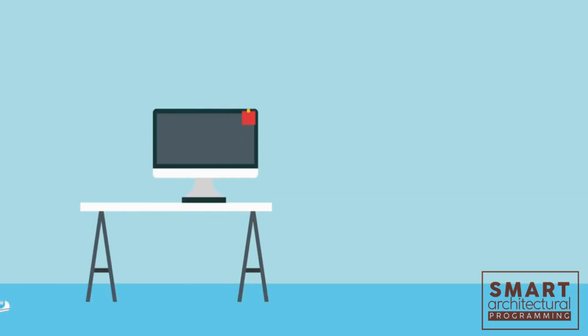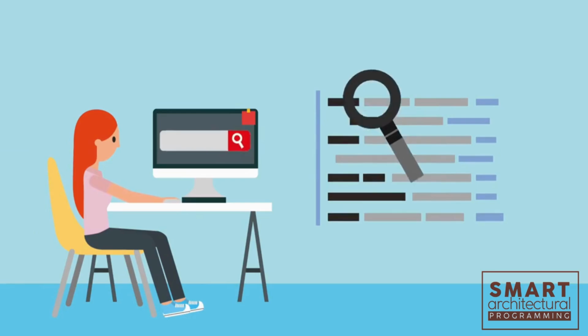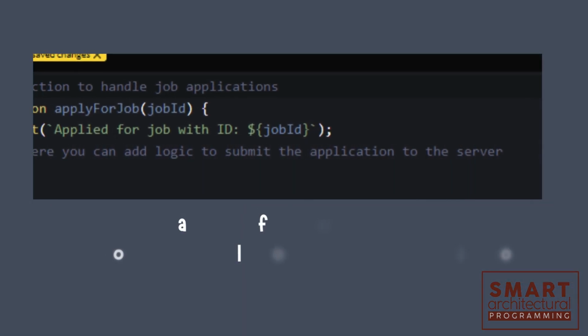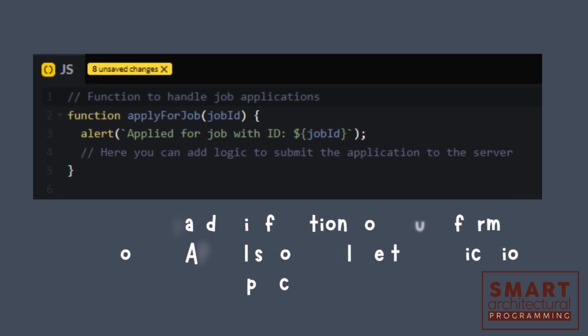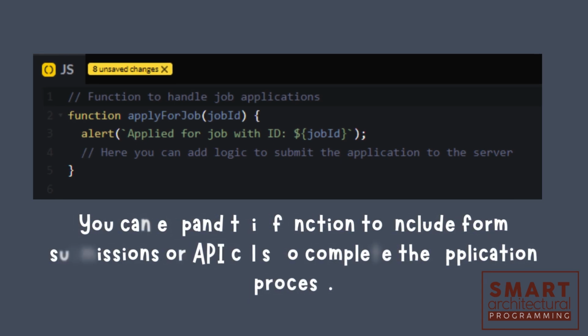Finally, let's create a function to handle job applications. When a user clicks the apply button, we'll simulate an application process. In this simple example, the applyForJob function displays an alert with the job ID. You can expand this function to include form submissions or API calls to complete the application process.